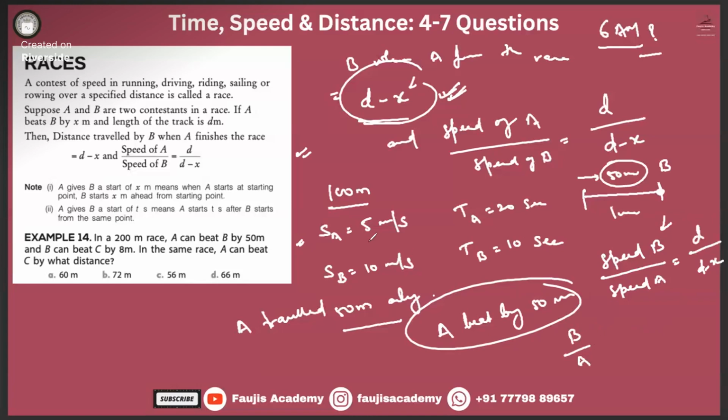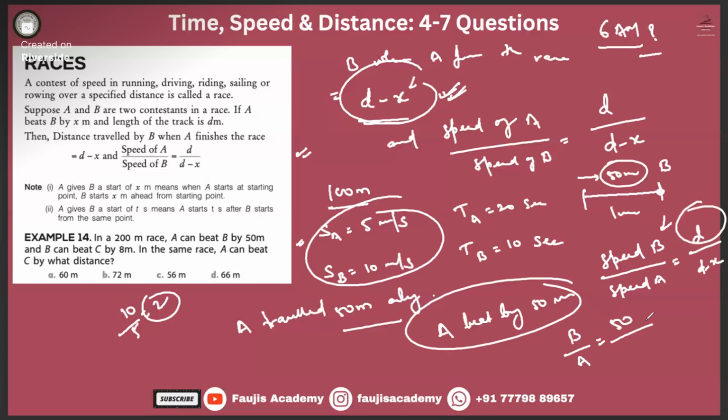We want to reach this number. Speed of B by A is how much? 10 by 5, which means we should be able to reach 2. D is the distance of the track. And D minus X, D is 100 minus 50. That means 100 divided by 50, which means we get 2.